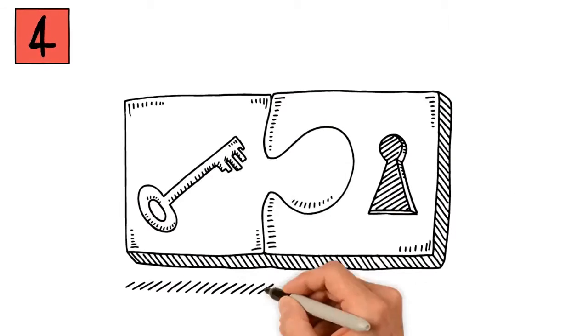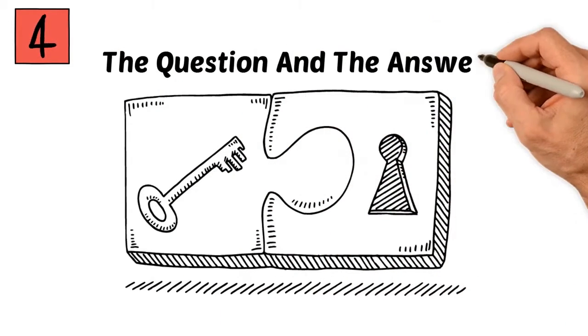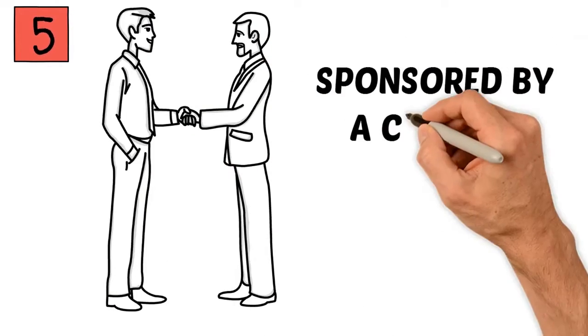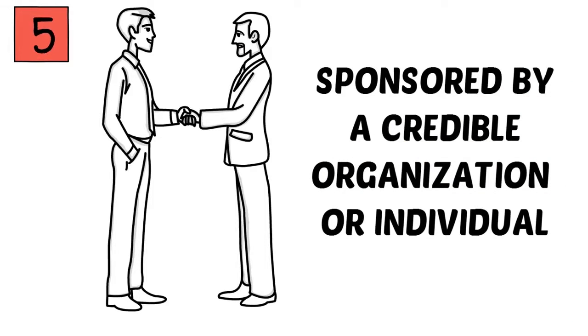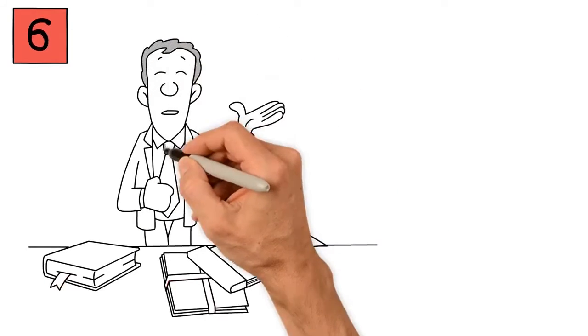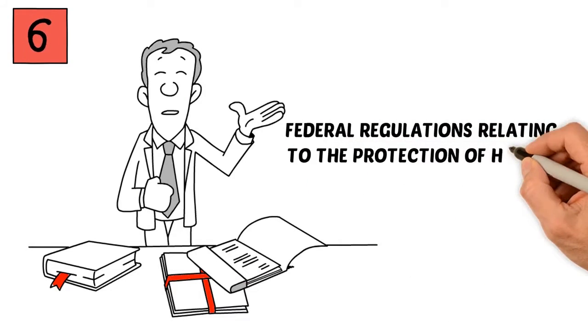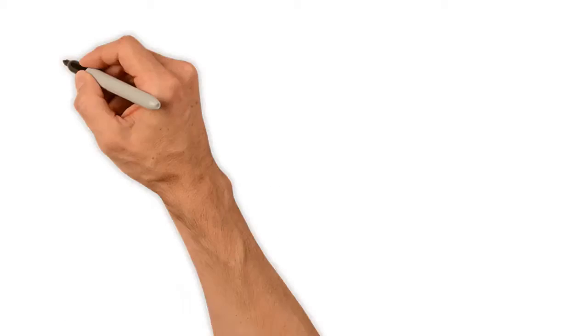4. The trial design is appropriate to answer the research question being asked in the trial. 5. The trial is sponsored by a credible organization or individual capable of executing the proposed trial successfully. 6. The trial is in compliance with federal regulations relating to the protection of human subjects. 7.